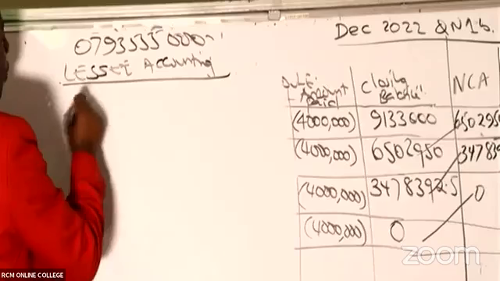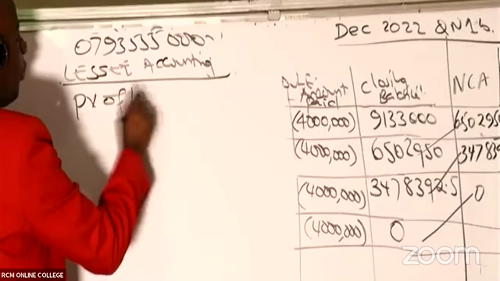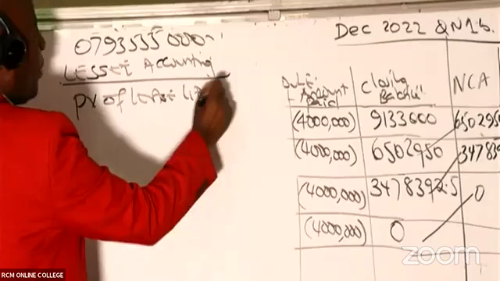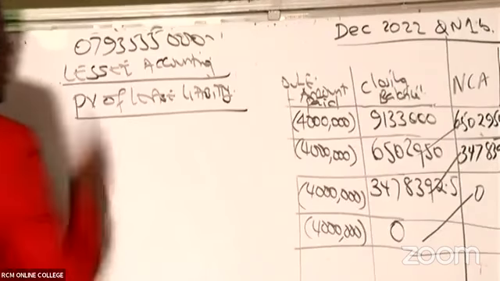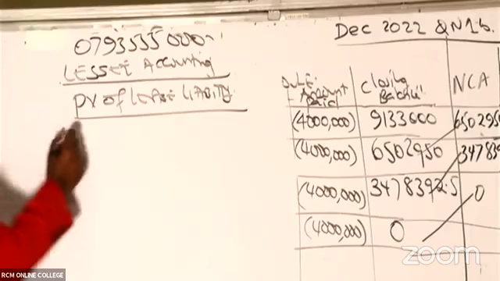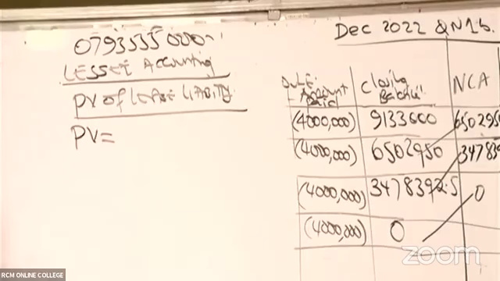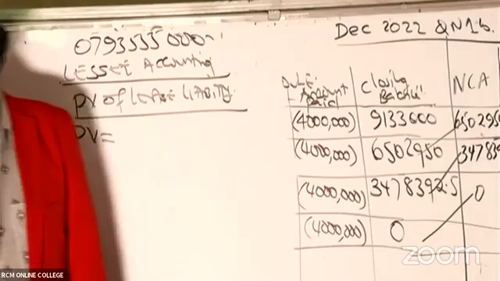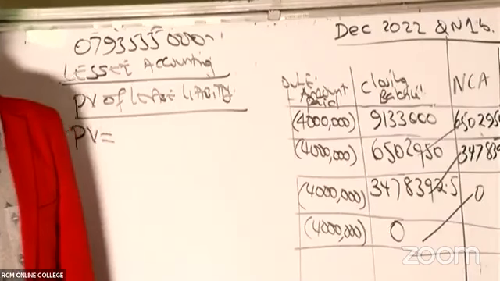So first of all, we get the present value of lease liability. This one here will not change. This one here will always be the same. So is there somebody who can remind us this figure? What was the present value that we got? 1,120,000.